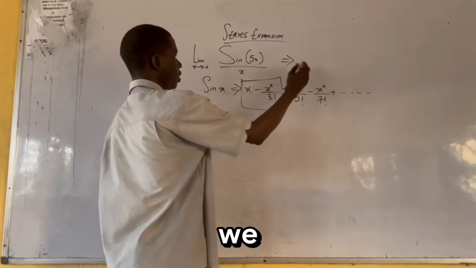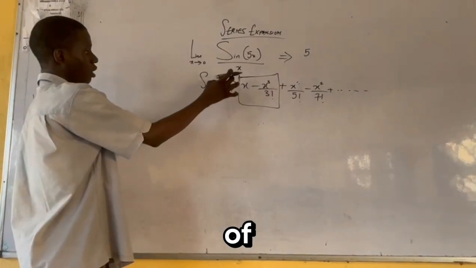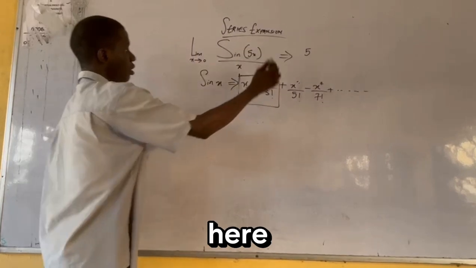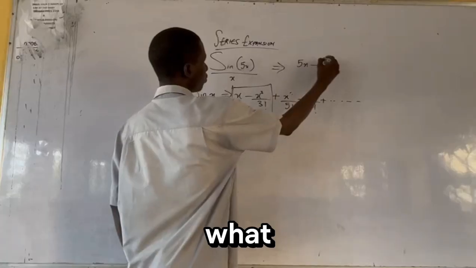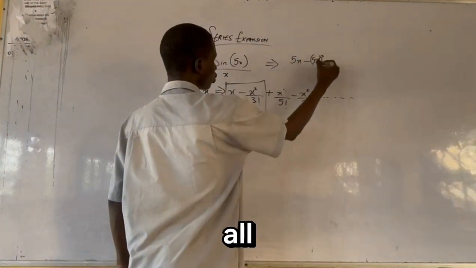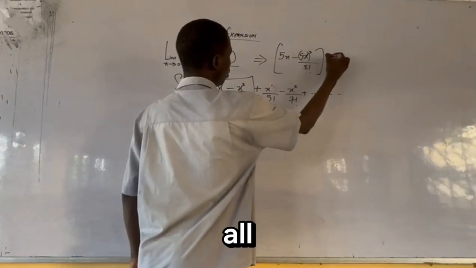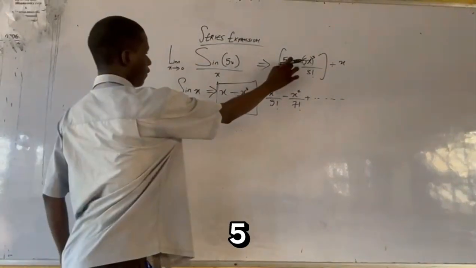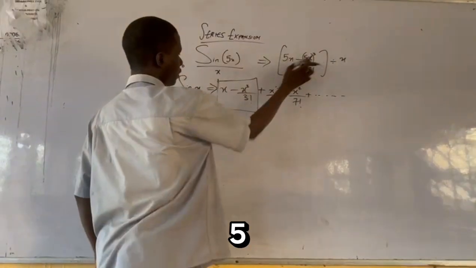So here we can now say we have 5x. Let's say we are writing the series expansion of sine x into this, and in place of x, we are putting 5x there. So it will now be 5x minus 5x all cubed, divided by 3 factorial, then all divided by x, because we have division by x here. Just like x, this x here will be 5x all cubed.